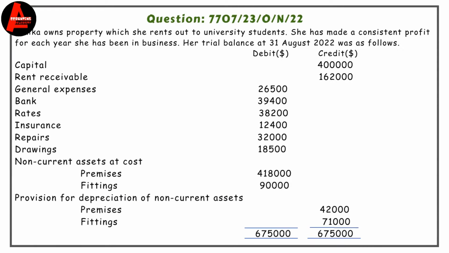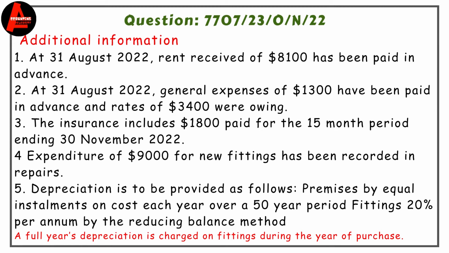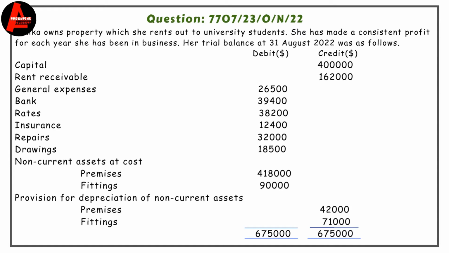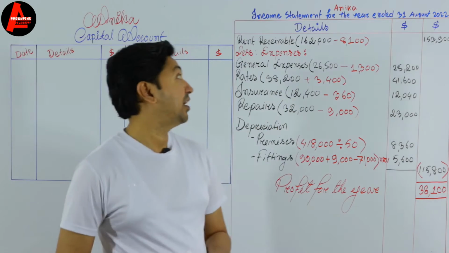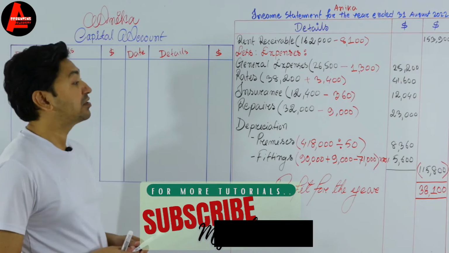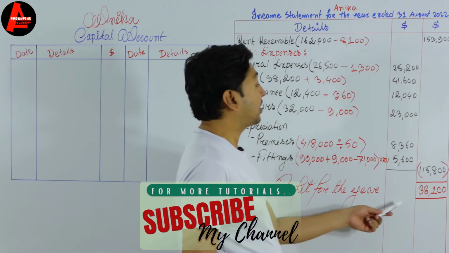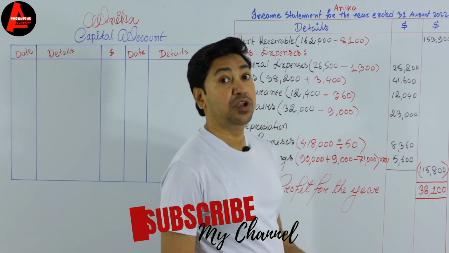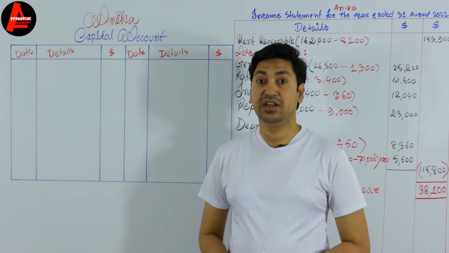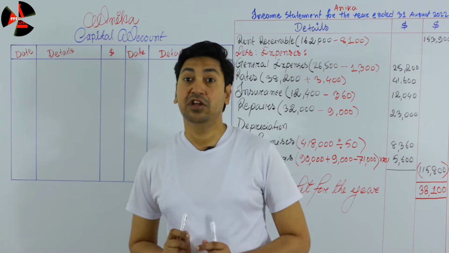Here we see a trial balance and we have 5 adjustments. We have capital, which will go in the capital account, and we have drawings of $18,500. These two amounts will come into the capital account from the trial balance. Then we have the income statement. If it is a profit, we take it on the credit side. If it is a loss for the business, we take it on the debit side. This is all about our question.